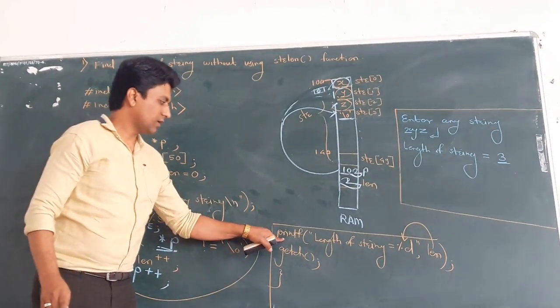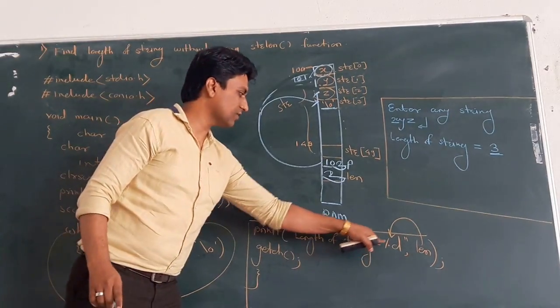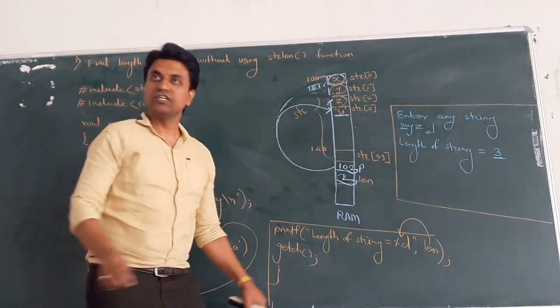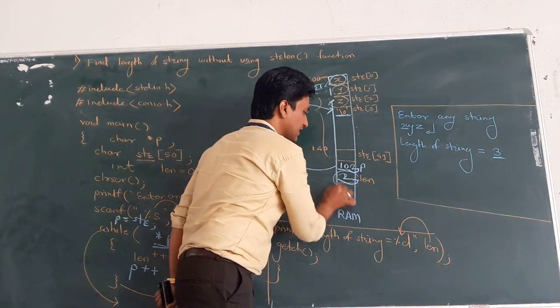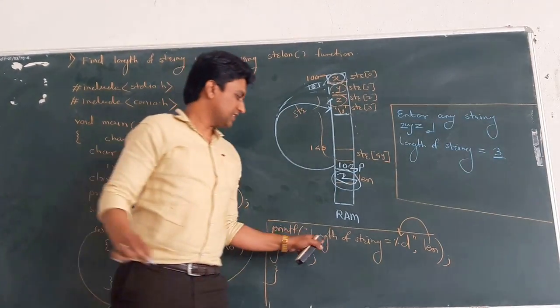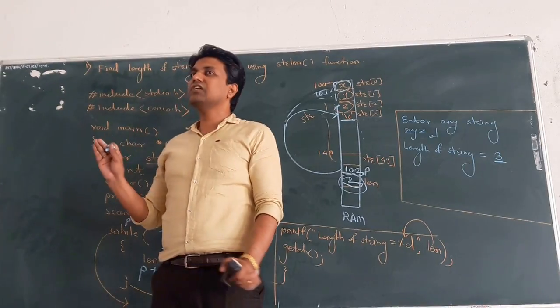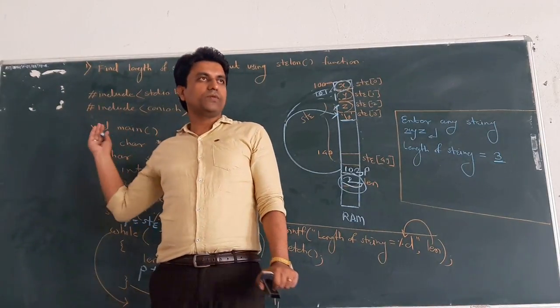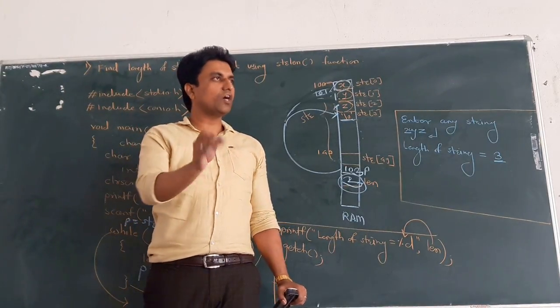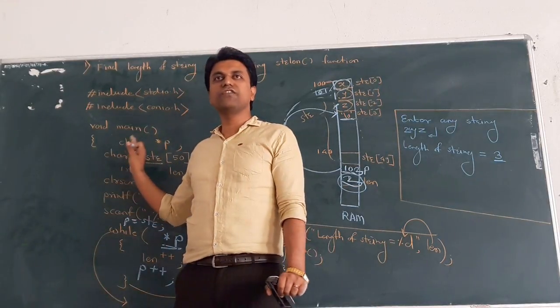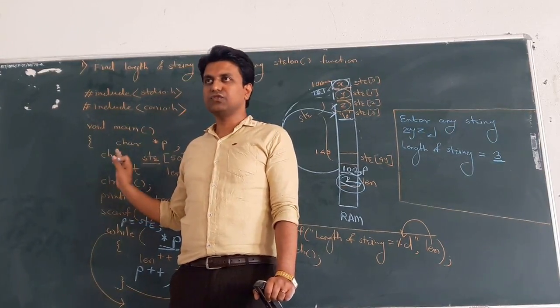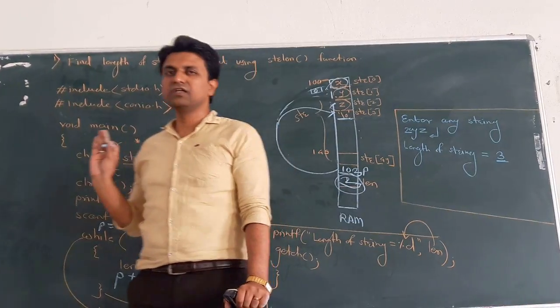After the while loop, printf: length of the string is equal to %d. So what is the value in the length variable? 3. So the message is: length of the string is equal to 3. In this way we can solve the problem statement either using an array or using a pointer type variable. Understood the meaning? Okay, so today we will stop here.